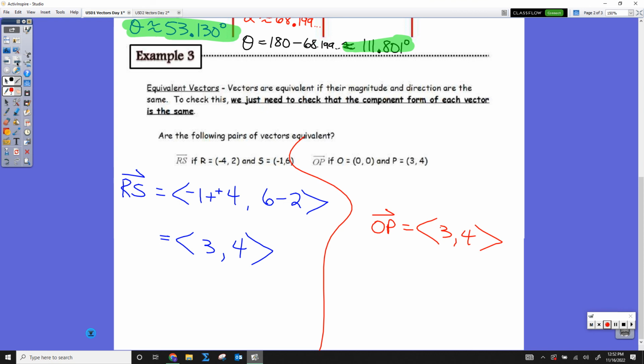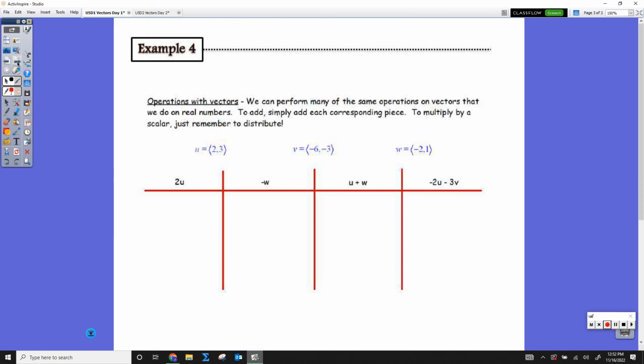Here's what I want to finish off with on this part of our lesson, and then I'm going to show you some applications. Operations. Operations are exactly what you hope they would be. You're thinking, oh great, new rules. No, it's very simple and straightforward. So if I said to you, here's what I want to do. First, I want to draw a picture of vector U. So vector U would be right 2, up 3.